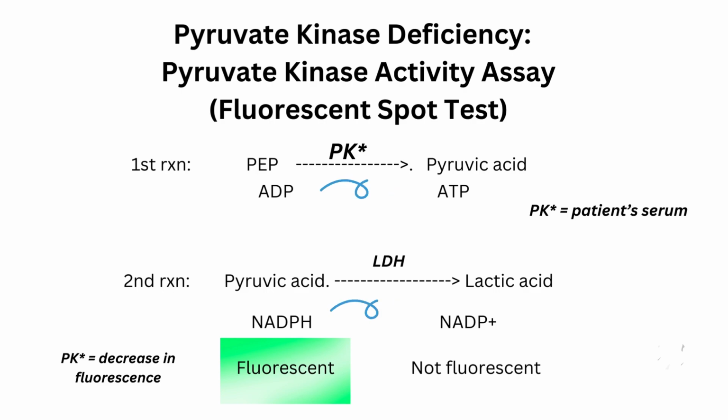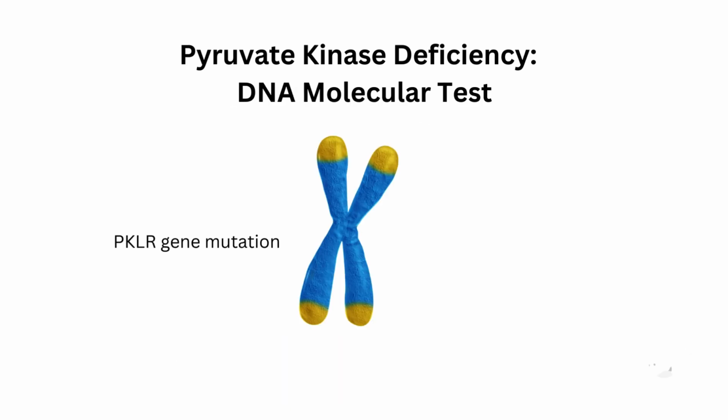Likewise, the fluorescent spot test for pyruvate kinase deficiency is a qualitative test used for screening. The DNA molecular test for pyruvate kinase gene mutations is superior in sensitivity and specificity.